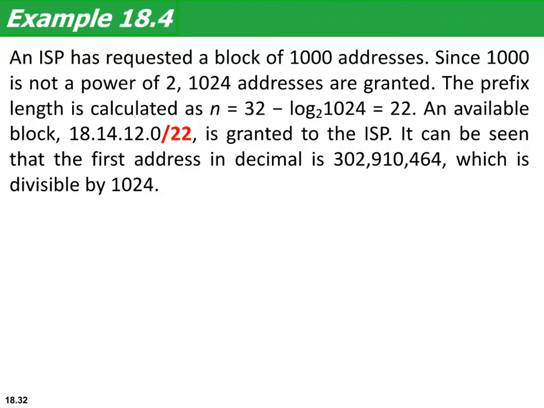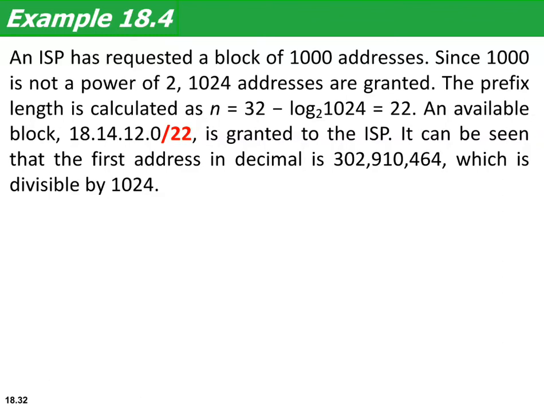So let us see the problem. An internet service provider has requested a block of 1000 addresses. Since 1000 is not a power of 2, 1024 addresses are granted. The prefix length is calculated as 32 minus log 1024 to the base 2, where 1024 is the number of addresses. Since it has to be a power of 2, n will be 22, which is the prefix length.